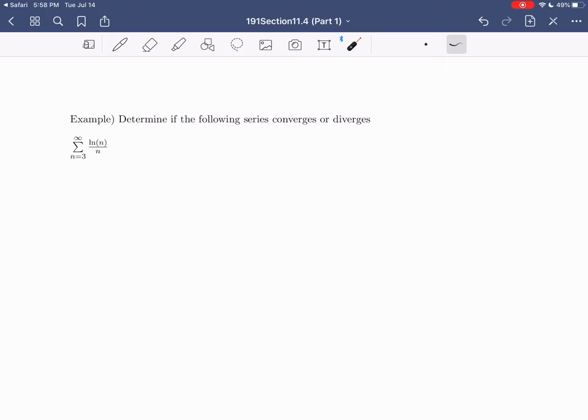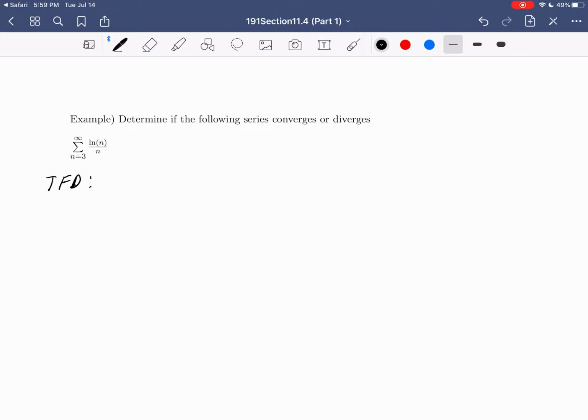For our first one here, we want to determine if this series converges or diverges. We have the sum from n equals 3 to infinity of ln of n over n. Just for a little bit of practice, let's start by trying our most basic approach to analyzing the behavior of a series. So let's go ahead and try the test for divergence.